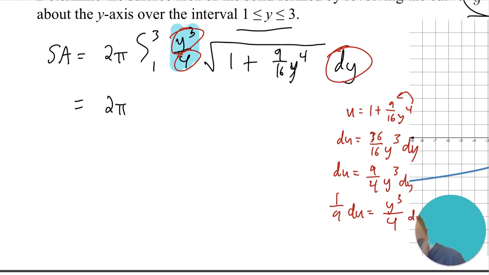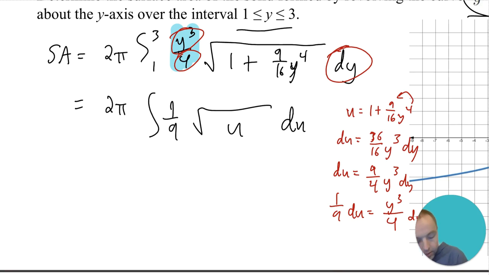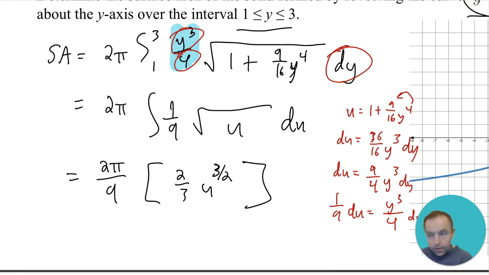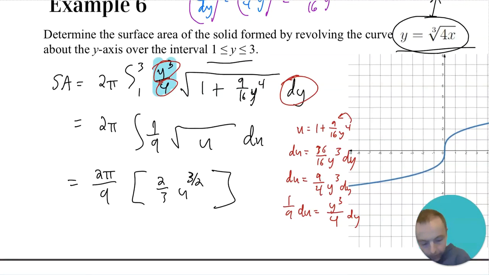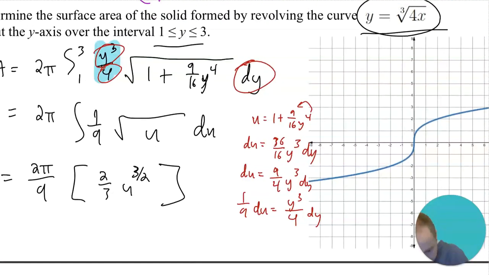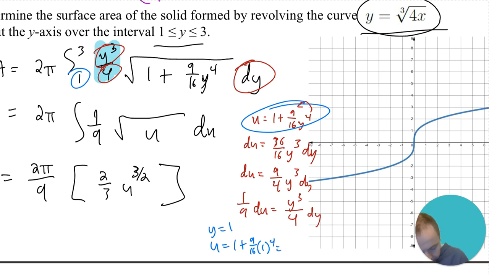Then you just do an integral that has the square root of u and then 1/9 du. So it'll be 2 pi over 9, and once we find the antiderivative, it'll be 2/3 u to the 3/2. Then you could change your integration limits if you wanted to. So what was our u? Our u was 1 plus 9/16 y to the fourth, and when y is 1, u becomes 1 plus 9/16 times 1 to the 4th, which is 16/16 plus 9/16. So 25/16 is your new lower limit.